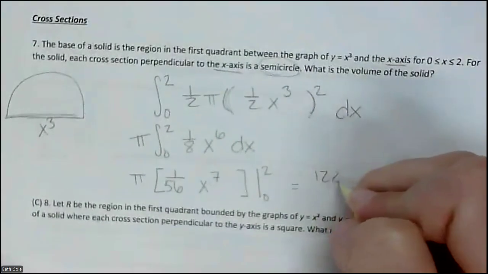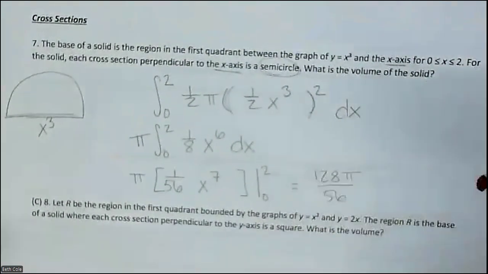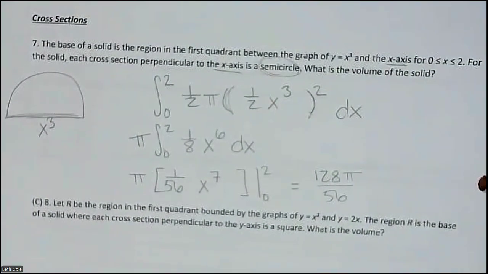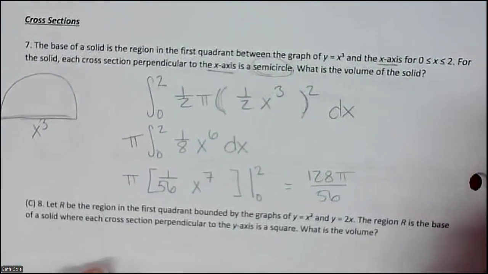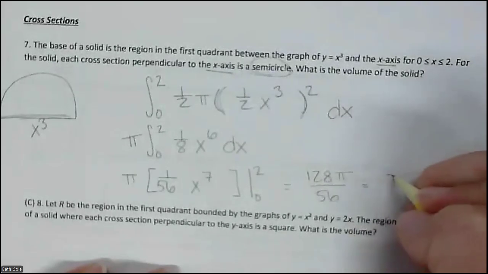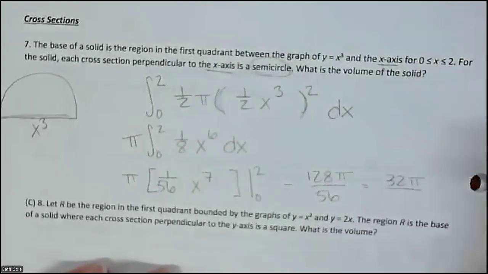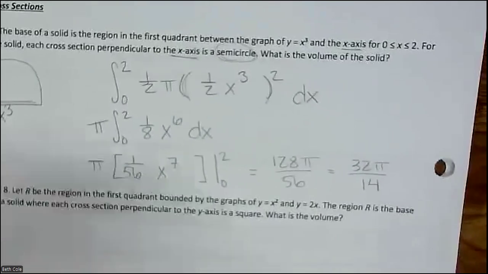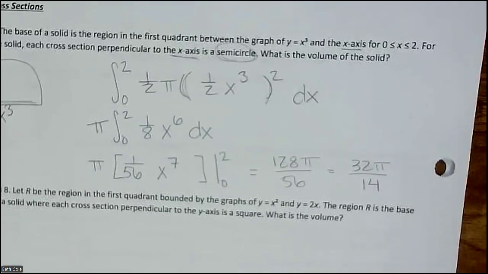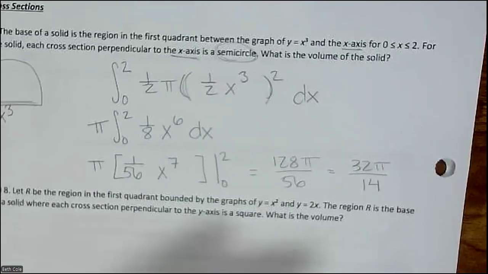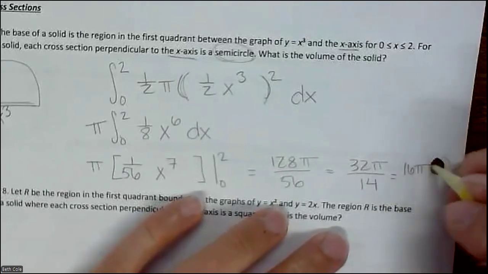All right, but that reduces, doesn't it? They're both even. I think they'll both divide by 4, right? If you divide by 4, this will be 32 pi over 14. Actually, yeah, then they'll divide again. What is that? 16 pi over 7? Thank you.